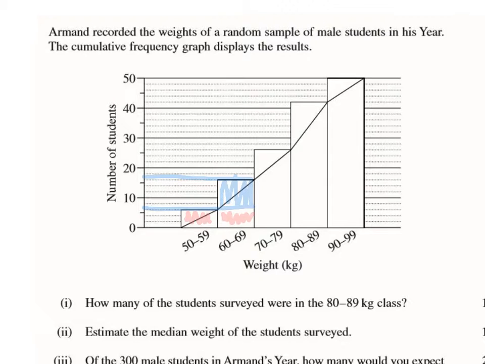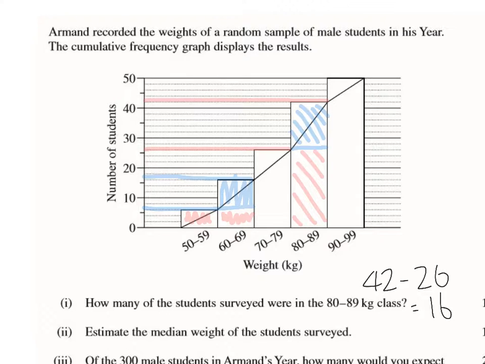That's how we work out how many students are in each class group. So the first question says, how many of the students surveyed were in the 80 to 89 kilo class? What we want to know is the excess between what is in the 80 to 89, so this bit here, minus what we've already got between 50 and 79 kilos. If we read across, we've got 42 students altogether, cumulatively speaking, minus 26 from the class before, which equals 16. So 42 minus 26 equals 16 students for part 1.